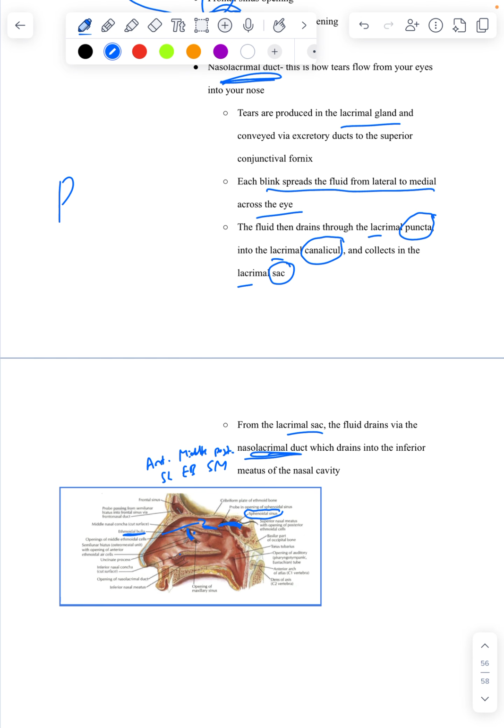if someone buys you a purse on Canal Street, so P, first puncta, C, canaliculi, S, sac, street, you're going to cry because it's fake. So puncta, then canaliculi, then sac, and then from the lacrimal sac, it goes to the nasolacrimal duct. So if a guy buys you a purse on Canal Street, such as they sell fake stuff, you're going to cry.